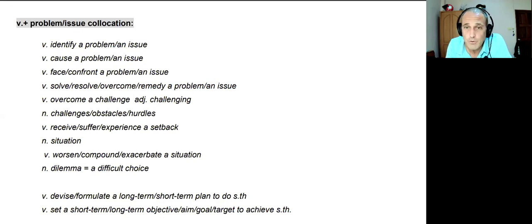And when you're recording vocabulary, don't forget your verb and noun collocation. And there's lots of verbs we can use with problem and issue. So identify, cause, face, confront, solve, resolve, overcome, remedy. And then we've got other synonyms for problem and issue. So we might say challenges, obstacles, hurdles.